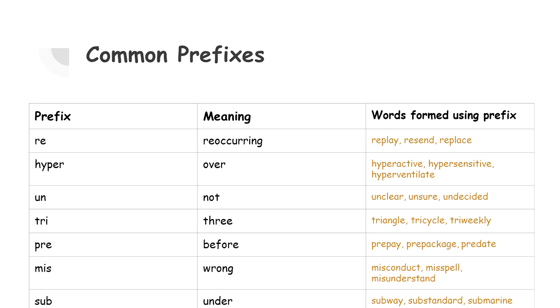Next is tri. Tri means three, and we have words like triangle, tricycle, and tri-weekly. Next we have pre, and it means before. When you have pre in front of a word, a root word, it means before. We have words like prepay, prepackage, predates. We have mis. Mis means wrong, and we have words like misconduct, misspell, misunderstand. And finally on this list we have sub. Sub means under, and we have words like subway, substandard, and submarine.